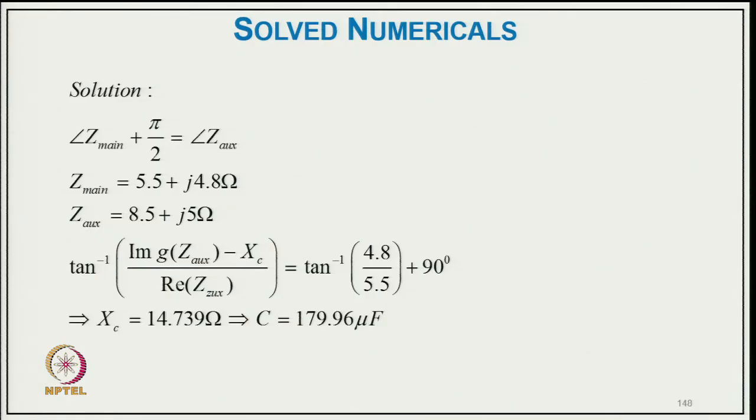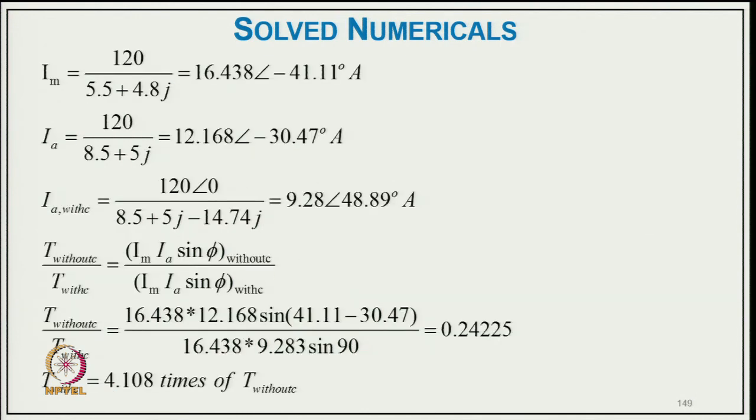So, coming to the solution, theta m plus pi by 2 is theta auxiliary. Z main is 5.5 plus j4.8, and Z auxiliary is 8.5 plus j5, so taking tan inverse and putting the value of Xc, the capacitor comes to 179.96 microfarad, and then we can calculate Im, putting the value, it comes 16.438 at the angle of minus 41.11 degree, and Ia equal to V upon the auxiliary winding impedance, that comes 112.1 at the angle of minus 30.47, then I auxiliary with capacitor we get 9 point. The torque without capacitor comes 0.2425, and torque with capacitor comes 4.108 times the torque without capacitor.